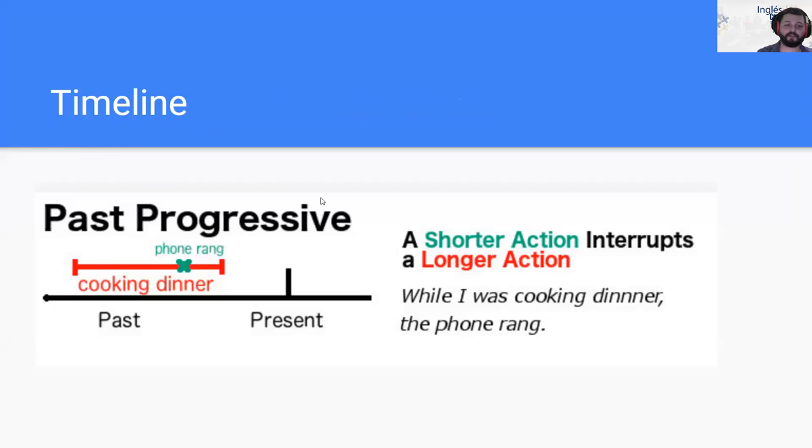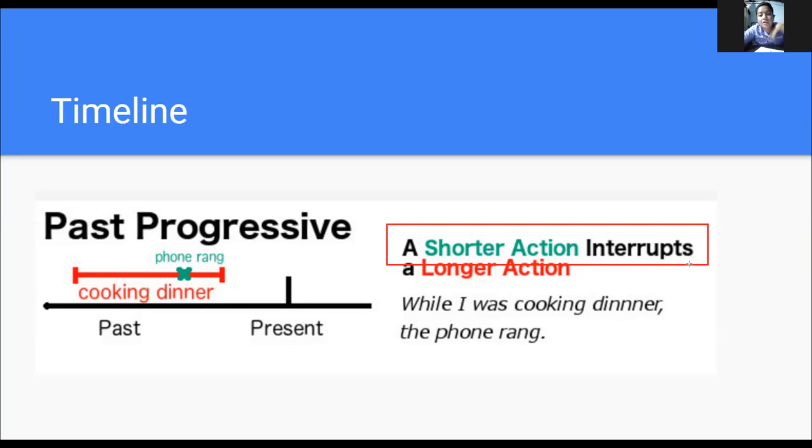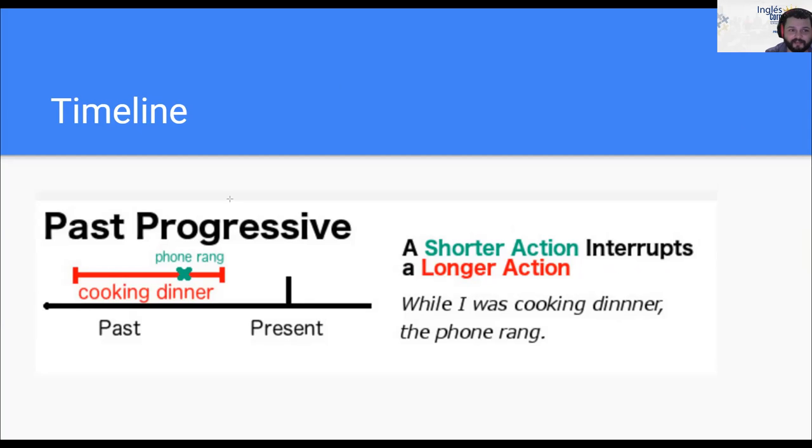Beautiful, guys. So here's why we say, hey, there was an interrupted action, okay? Aquí está el motivo, guys, por el cual decimos, hey, hubo una acción interrumpida, okay? Take a look at this, guys. All right, Ingrid, would you please be so kind to help me read here? A short action interrupts a longer action. While I was cooking dinner, the phone rang. Very good. Thank you very much, Ingrid.